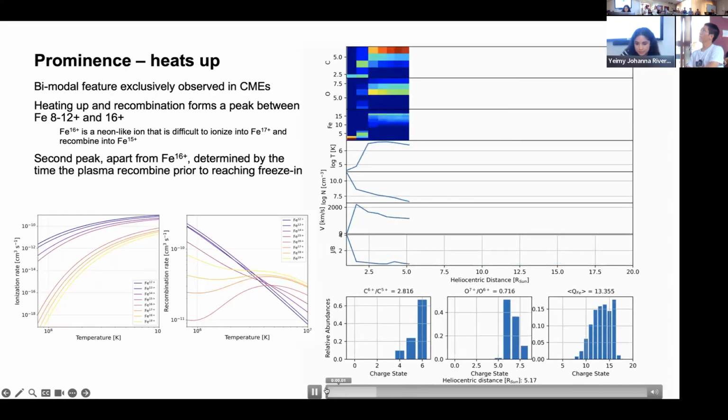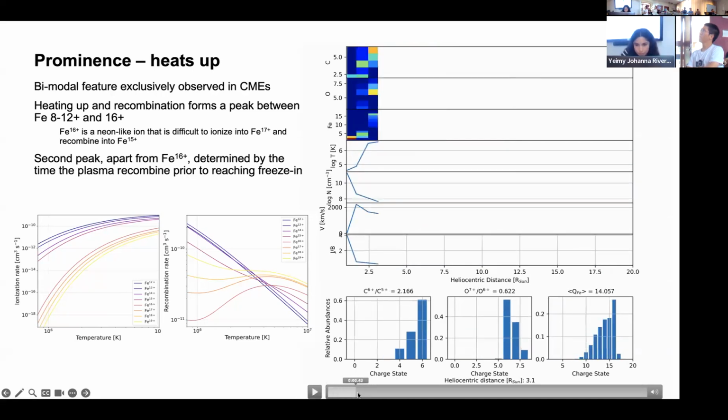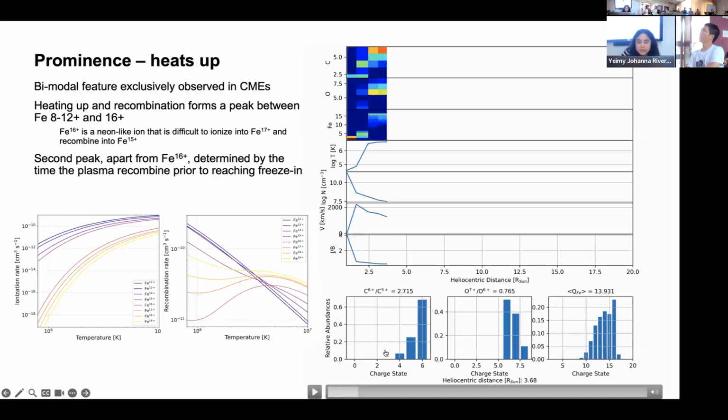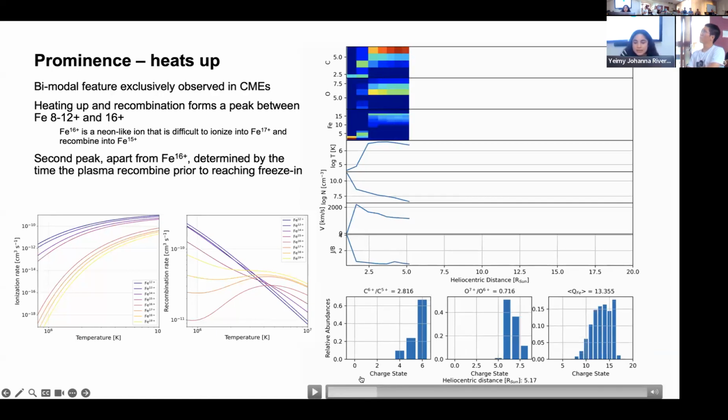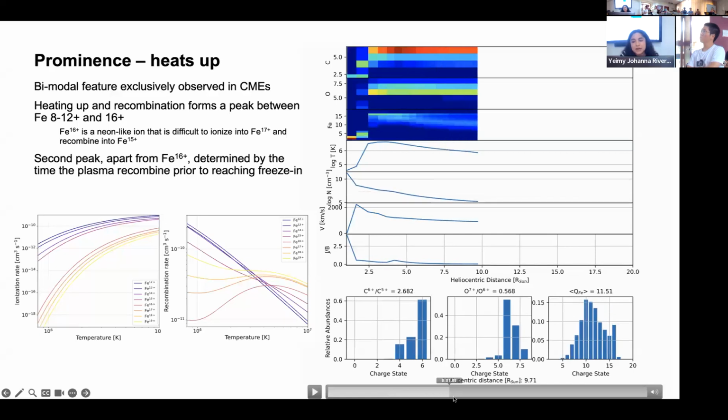And so what's happening is, if we step through it, what we find is you have this prominence material, very cool, very dense at the sun, that gets heated up very quickly and accelerates very quickly out of the corona, and the charge state distributions reflect the heating. And then you get ionization that happens up to iron 16. Iron 16 has a relatively large ionization potential, so it's very, very hard to take an electron from iron 16. The plasma then begins to cool, so you don't ionize any further than iron 16, and then you get this cascade of recombination.